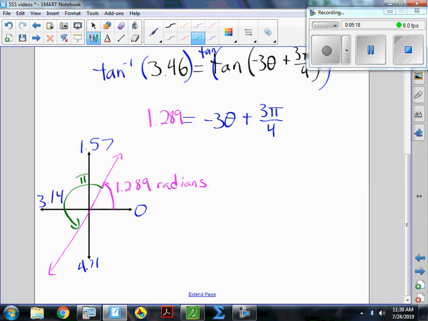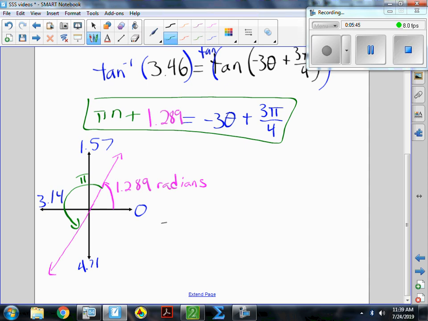Okay, or I don't need those two specific angles. I can actually use that as my general solution. So up here, instead of saying 1.289, I'm going to say 1.289 plus pi n. So that's my general solution. That'll give me every value for tangent that's going to be equal to 3.46. So I'm going to rearrange this equation so my theta's on the left because that's how I like it. So I have negative 3 theta plus 3 pi over 4 is equal to 1.289. I'm going to use my exact value in the calculator, but just writing it down, 1.289 plus pi n.